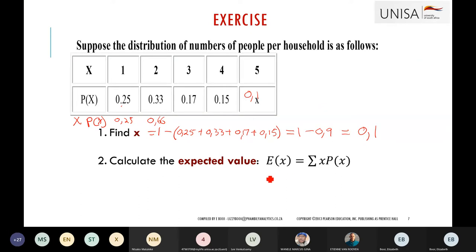And then I can come here and say my expected value is 0.25 plus 0.66 plus, so you would have already calculated the rest of the table. I'm just giving you hints so that we don't waste a lot of time. So complete the whole table and calculate the expected mean.